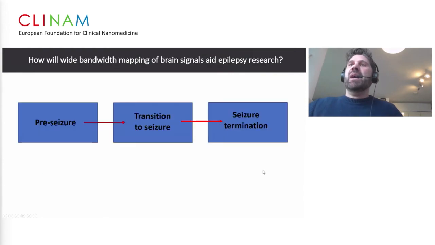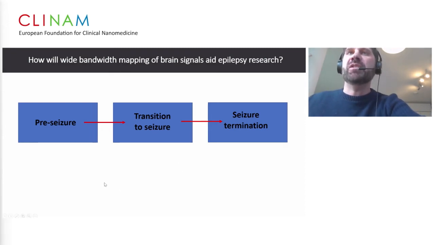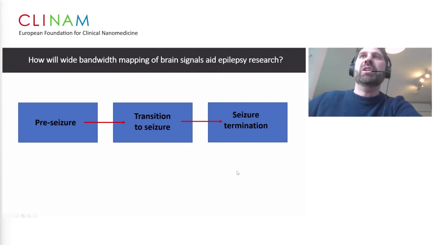So how is this going to help us understand epilepsy, having this ability to record the full bandwidth of brain signals that are occurring during epilepsy? And I'm splitting this into three different sections, a section which I'm going to call pre-seizure, then the actual transition to seizure, and then finally the seizure termination.